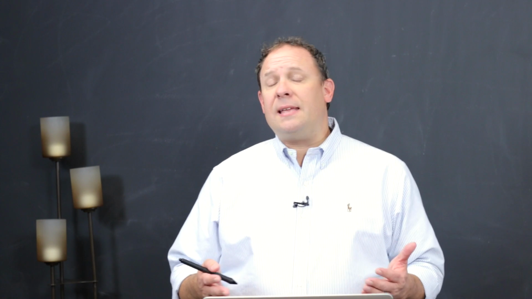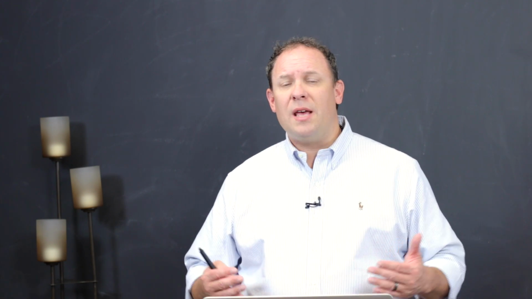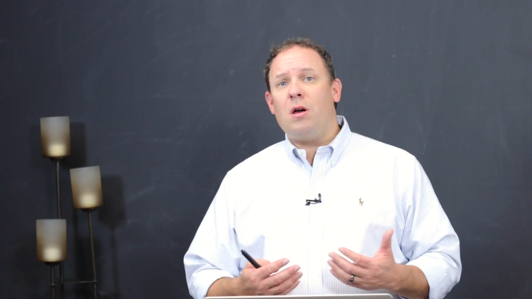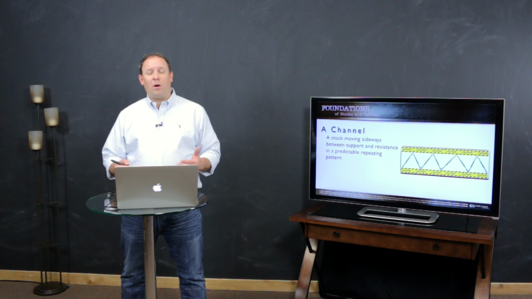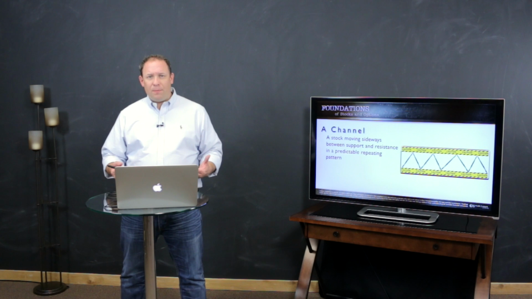All right, now let's take that idea of support and resistance and the stock that's moving up and down between support and resistance, and let's assume that as long as the buyers and the sellers are buying at a predictable spot and they're selling at a predictable spot, we're going to have some sort of a predictable pattern. Well, if we've got a stock that's moving sideways between support and resistance in a predictable repeating pattern, we're going to create what we call a channel. This is a type of a trading pattern.